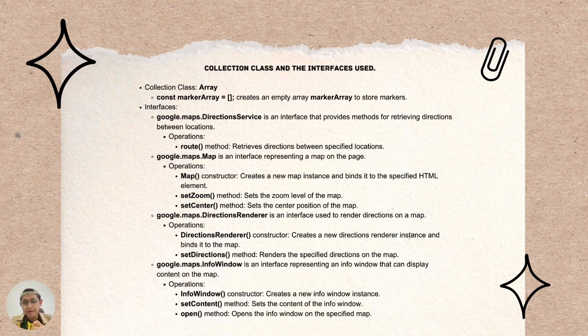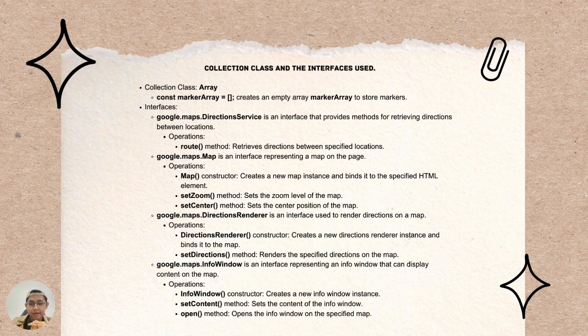Right, Assalamualaikum, back again. I'm going to present the existing application's code that my teammate presented earlier, and I will identify the collection class and the interfaces used. The JavaScript code uses the array class as a collection to store markers in the marker array. It also utilizes several interfaces from the Google Maps API, such as direction service, map, directions renderer, and info window.